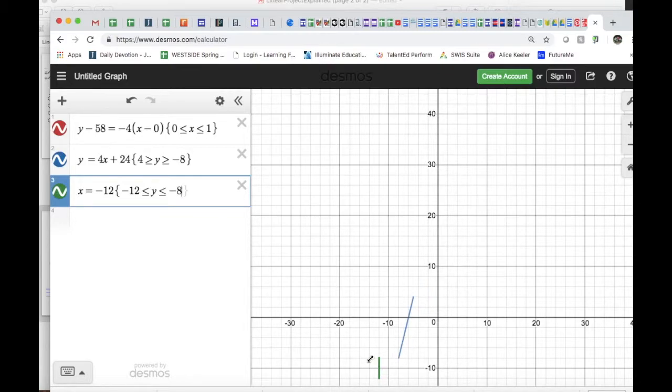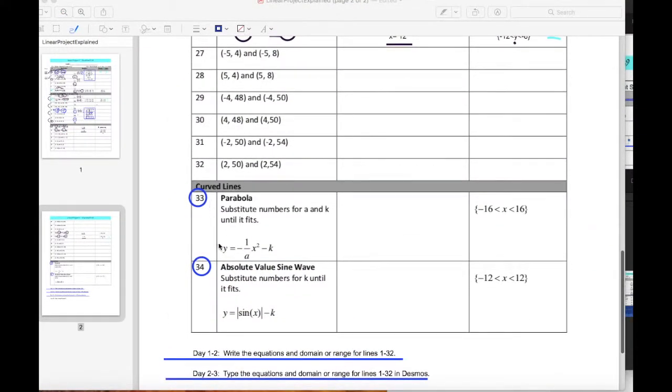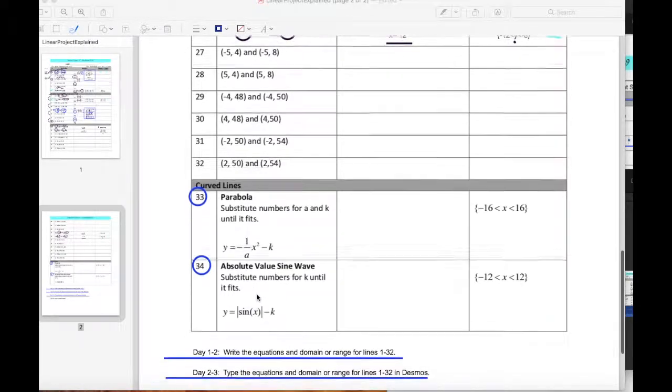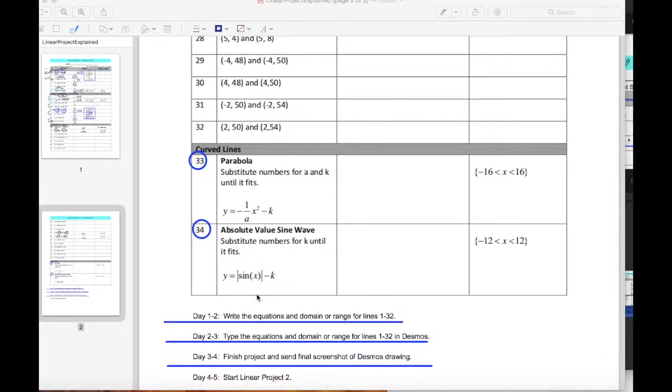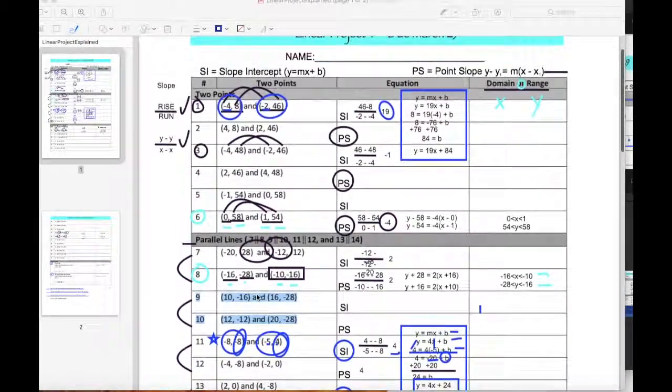When it's all said and done, you should have a total of 32 lines, and then 33 and 34 are actually ones that we'll go over in class. If you want to feel ambitious and try those on your own, you are more than welcome to do that. When it's all said and done, this will make a picture that you will send to me via email, and along with that you'll get graded on this worksheet of showing your work.